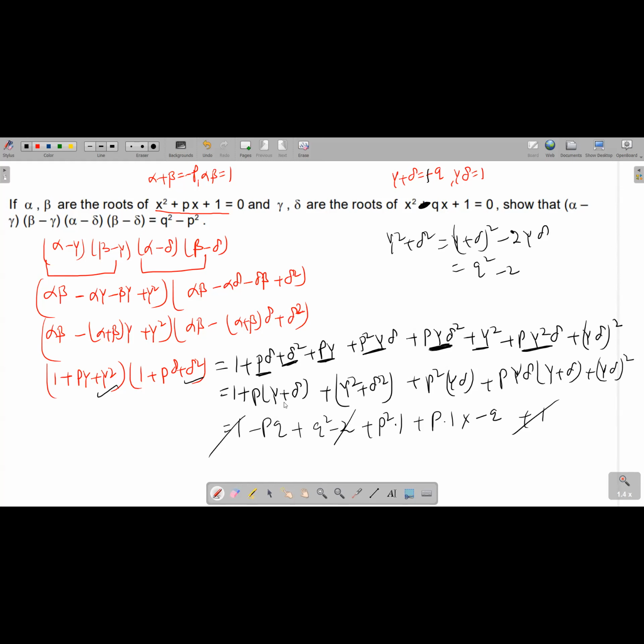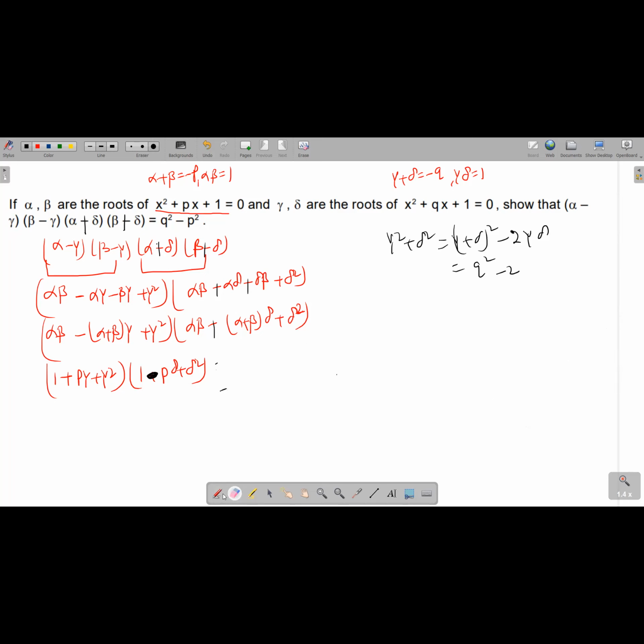Oh, I think there is some typo in the question. Let me correct it. The typo is here. This has to be positive. Now it's correct. Now see, this will be positive, and this will be negative. Now you can simplify it. You will get the answer.